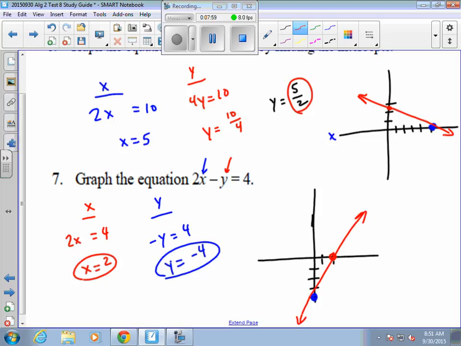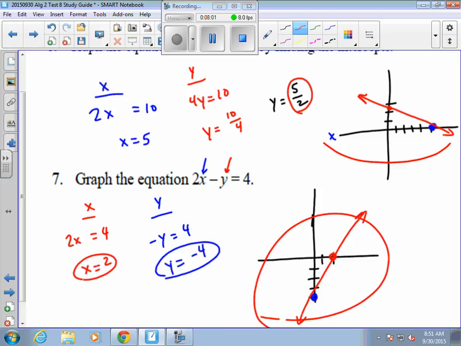Again, if you use slope-intercept form for either version, for either 6 or 7, you came up with the same graph. Your intercepts were just different, but you'll have the same picture for those.